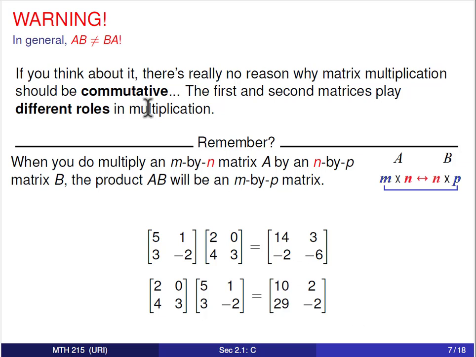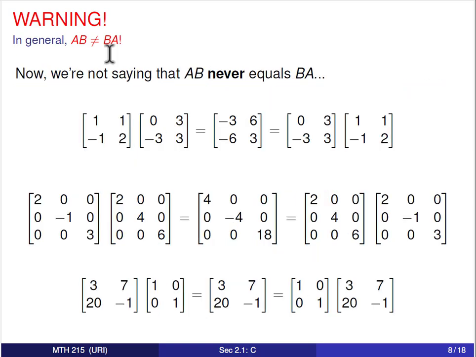Okay, so matrix multiplication is not usually commutative. Now, that said, we're not saying that it never is commutative. There are some matrices that you can multiply in either order, and you'll get the same answer. So this line gives you an example. You get the same answer multiplying the two matrices in either order. Here's another example. You should maybe stop and check this, but multiplying these two diagonal matrices gives you the same answer whether you multiply them one before the other or switch the order around. The diagonal matrices give you the same answer.